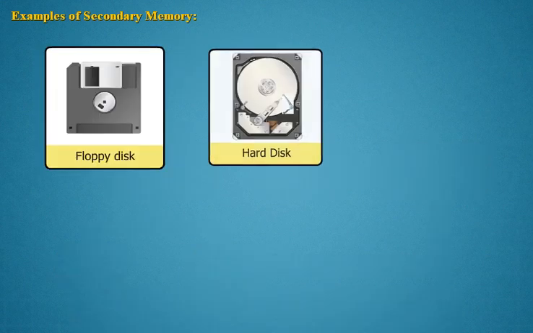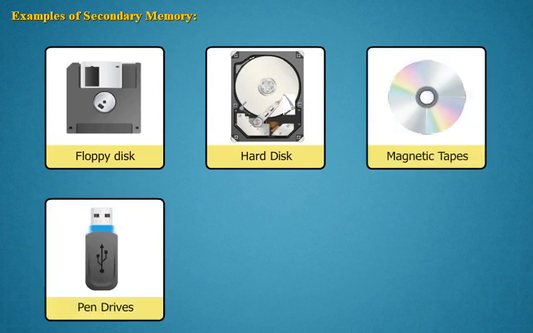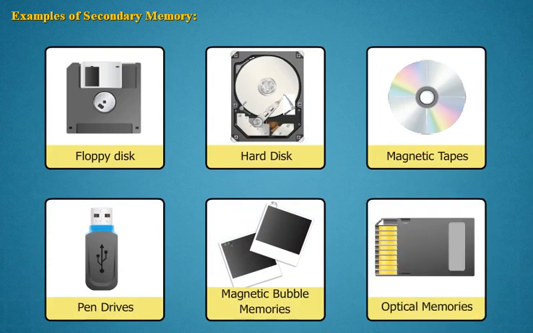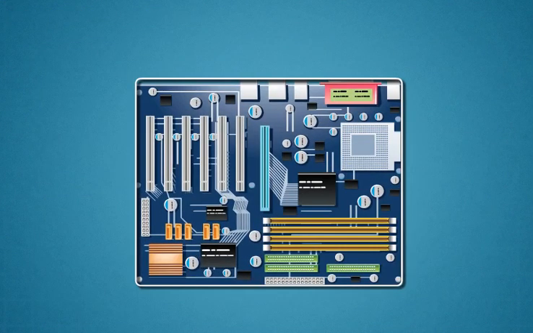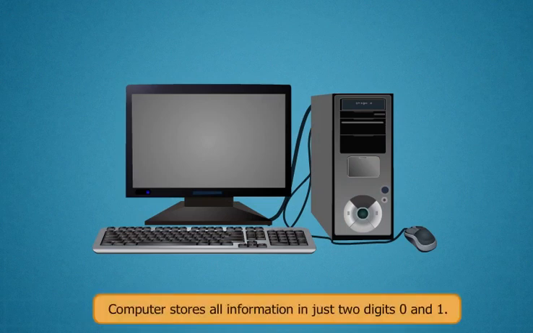Examples of secondary memory are floppy disk, hard disk, magnetic tapes, pen drives, magnetic bubble memories, and optical memories. It is interesting to know about computer memory. Let us also know how a computer stores data in its memory. Computer stores all information in just 2 digits, 0 and 1.